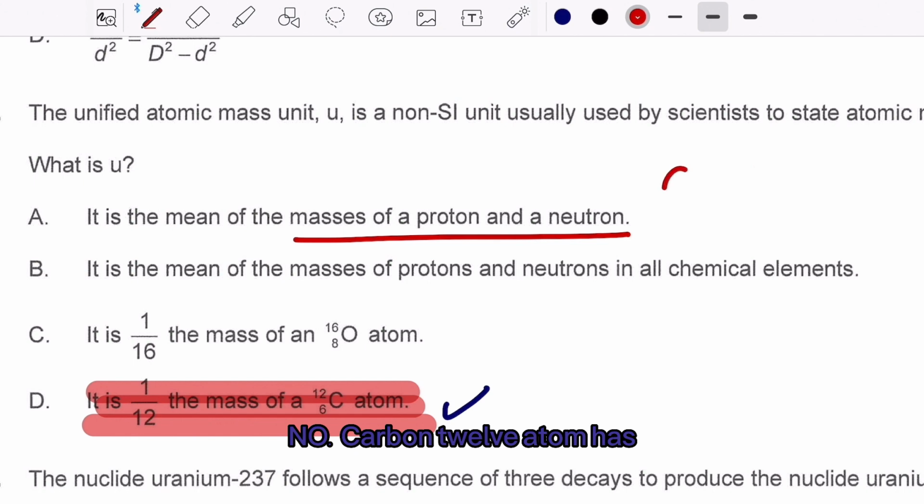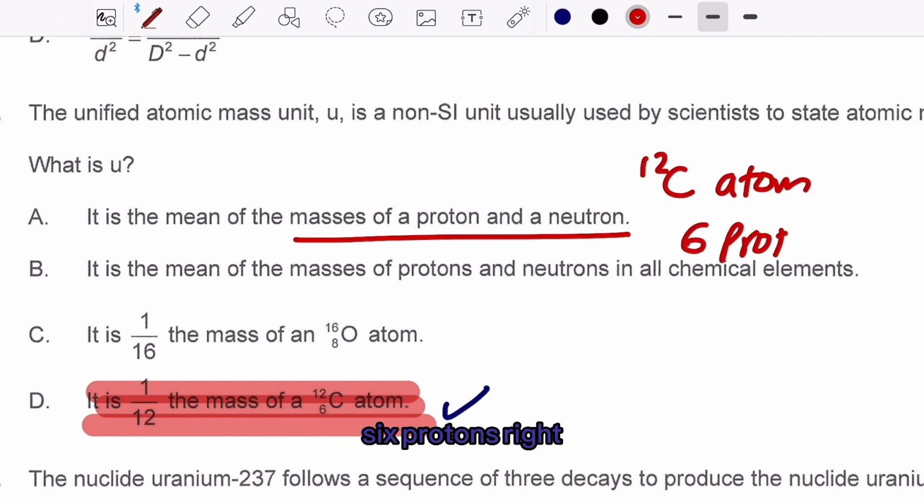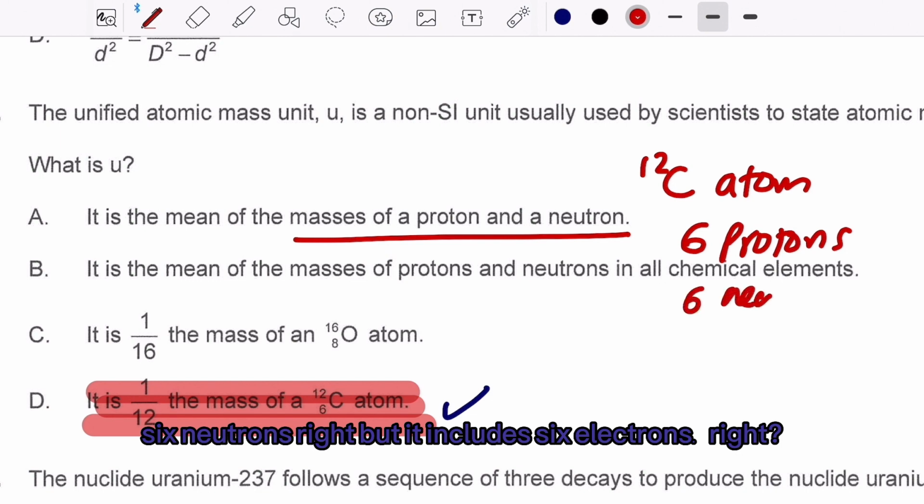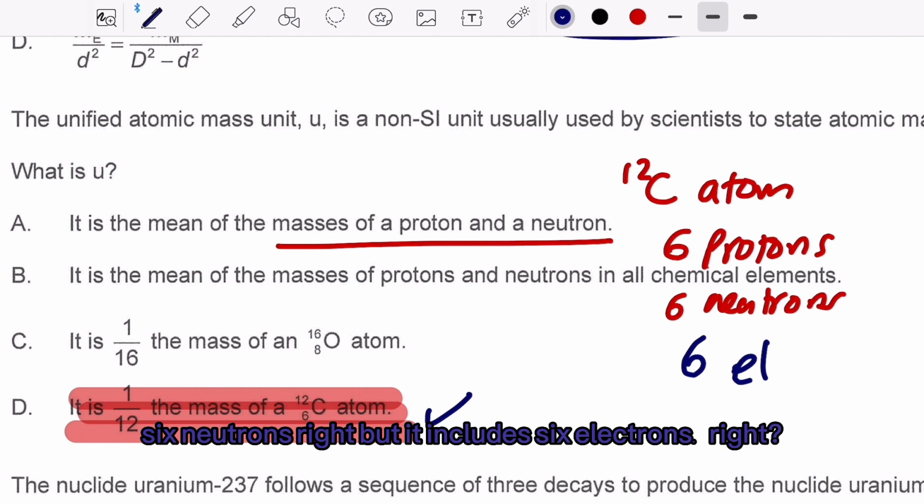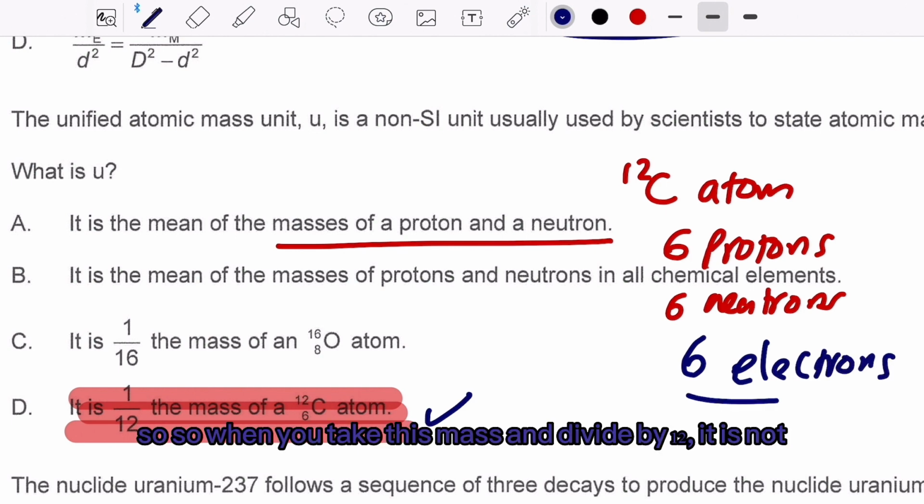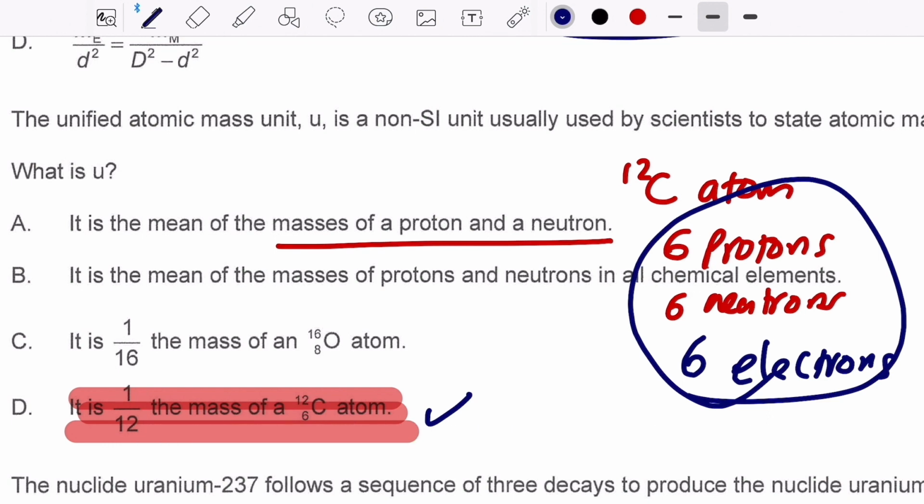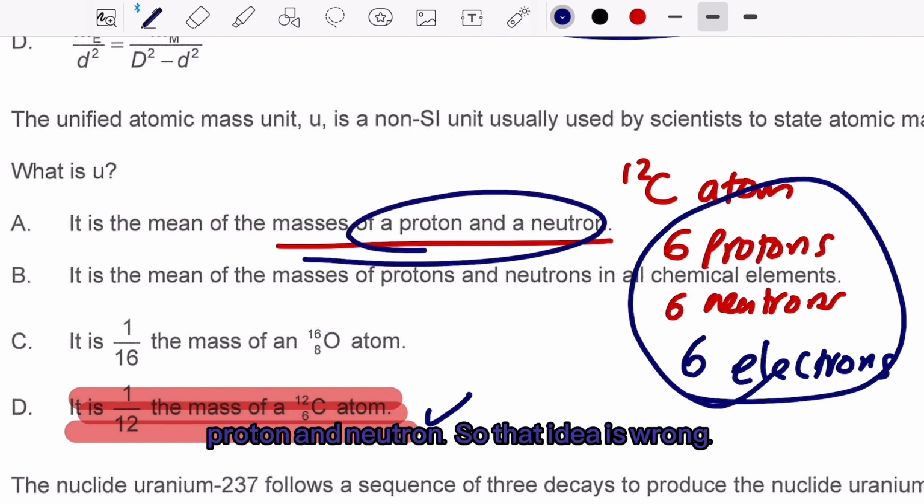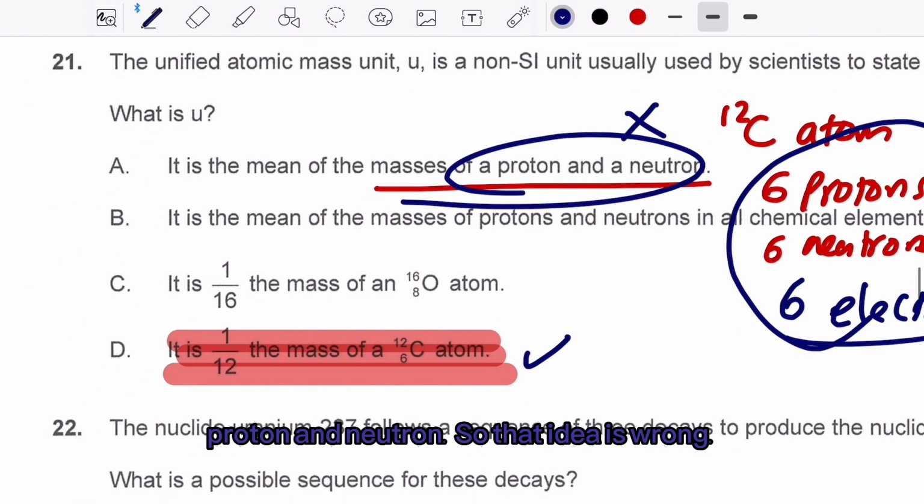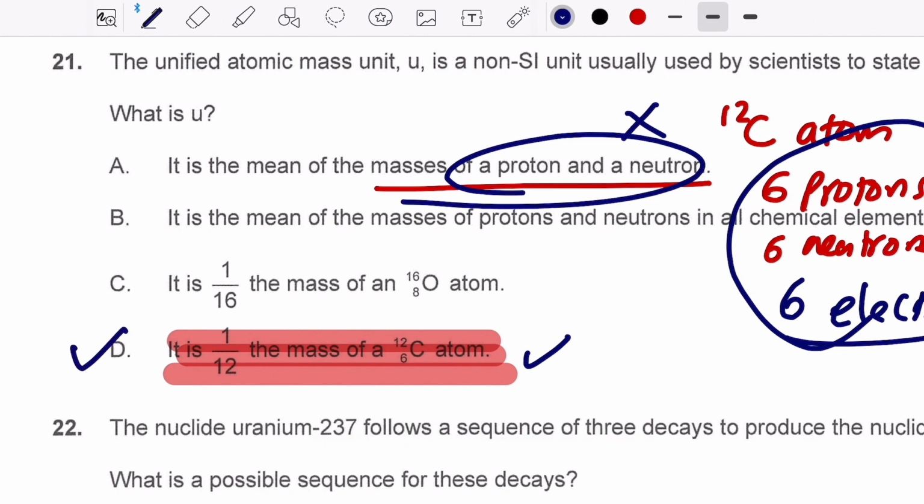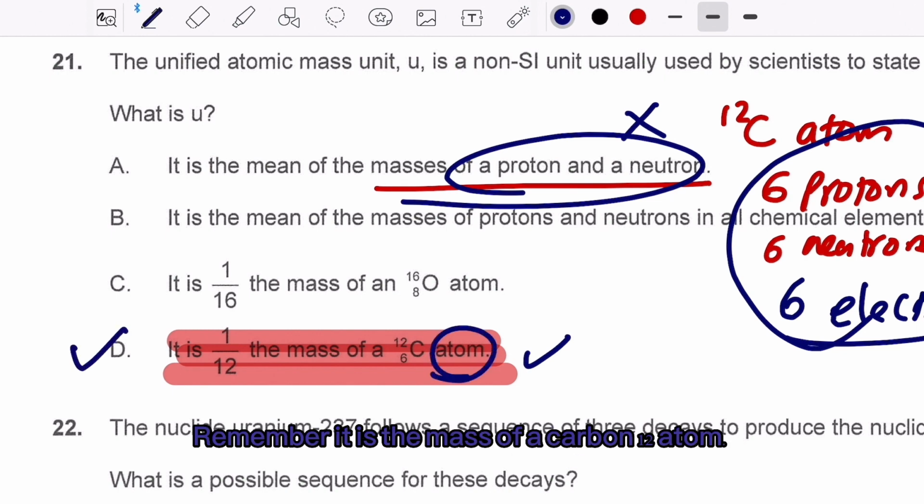No, a carbon-12 atom has 6 protons, right, 6 neutrons, right, but it includes 6 electrons, right? So when you take this mass and divide by 12, it is not the mean mass of a proton and neutron. So that idea is wrong. You have to just use your memory. Remember, it's the mass of a carbon-12 atom.